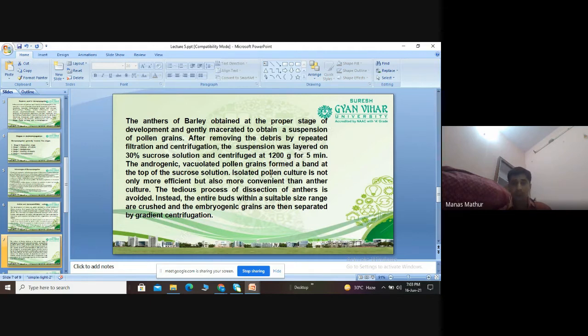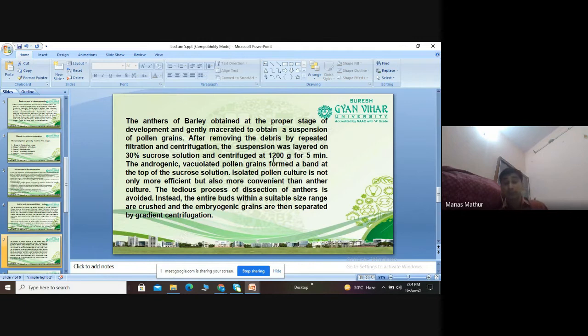This pollen culture is not only more efficient, but also more convenient than anther culture. We can easily separate the pollen from the anther by first making a solution of 30% sucrose and then centrifuging at 100 g for 5 minutes. After centrifugation, pollen can be easily separated from the anthers.